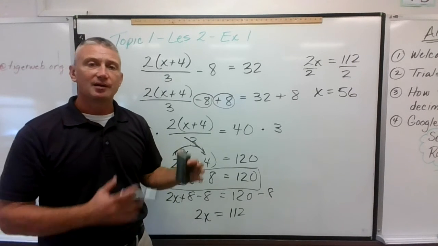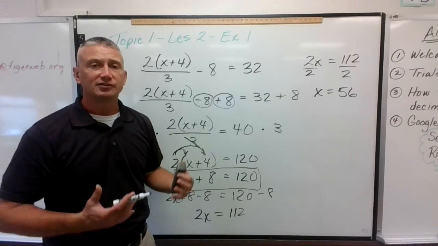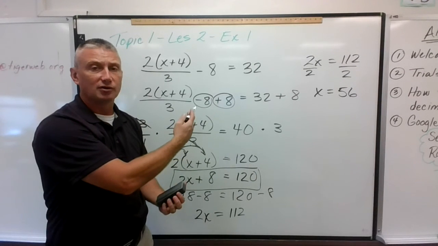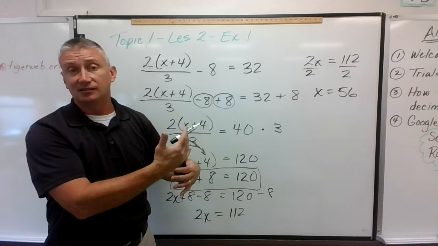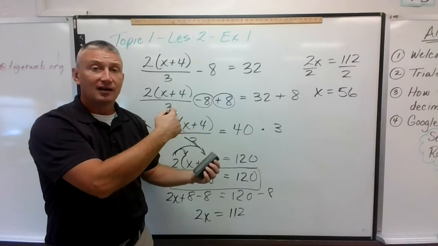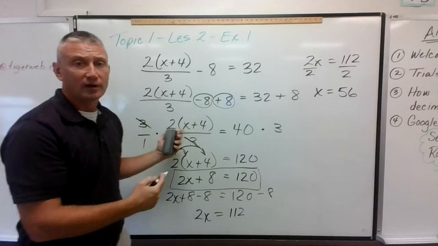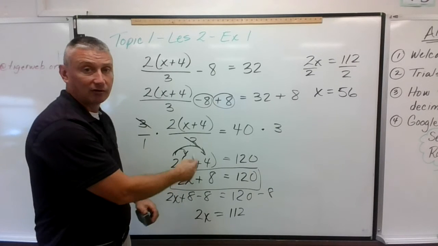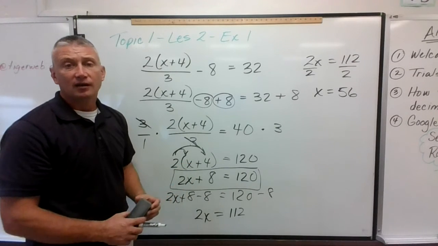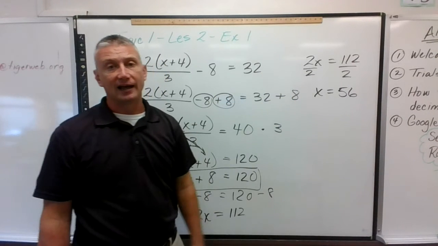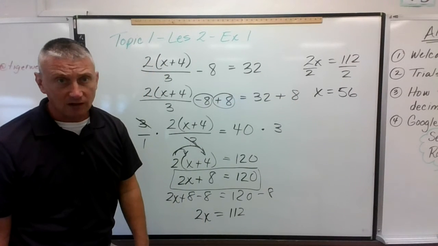Real simple for equations. Always make sure you try to get both sides simplified. That's your number one goal, is to simplify both sides. You may have to take some things away, like we took away the 8. You may have to add some things. You may have to multiply things. You may have to divide things. In this case, we had to add 8 to both sides. We had to multiply both sides by the 3. And then we had to simplify by doing the distributive property. And then we got all the way down to our division, and we figured that x equals 56.